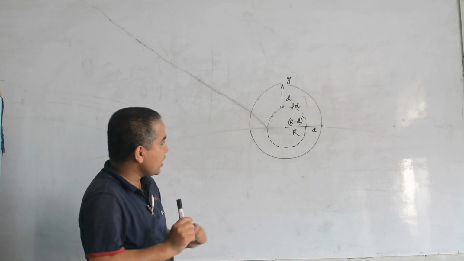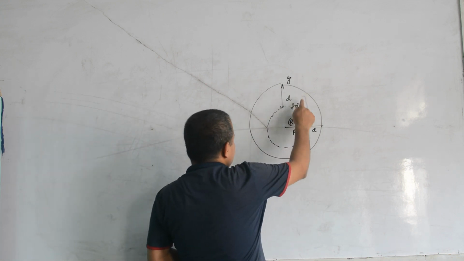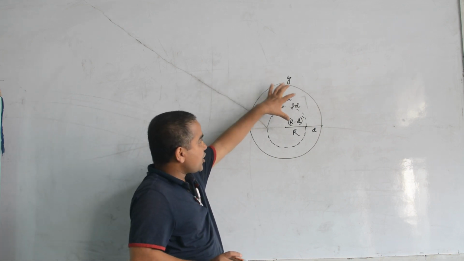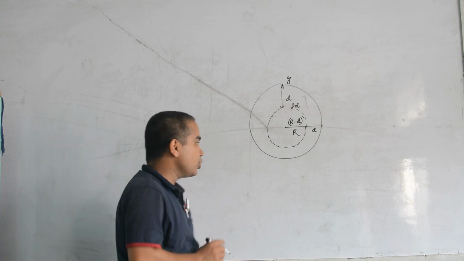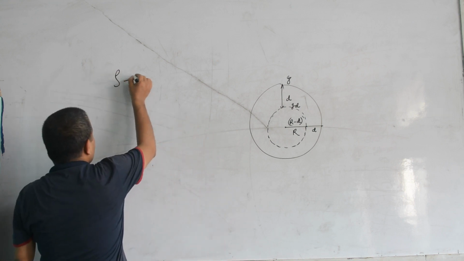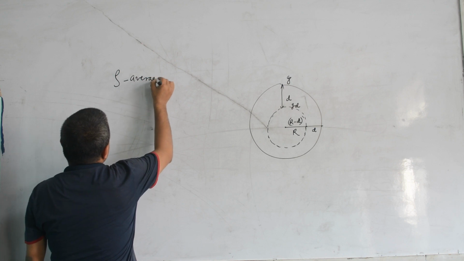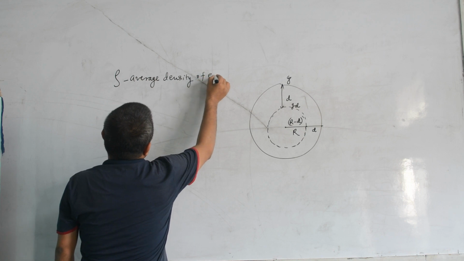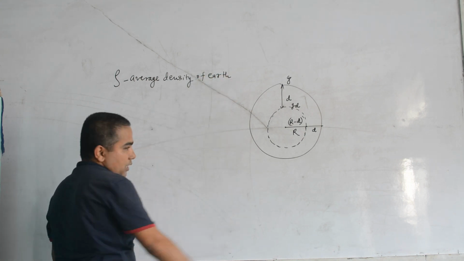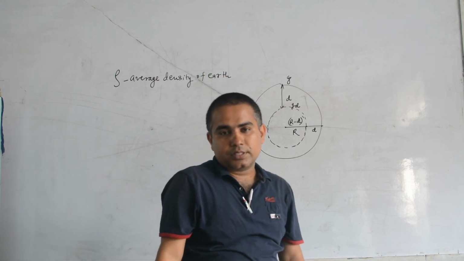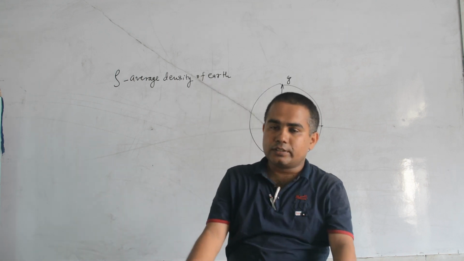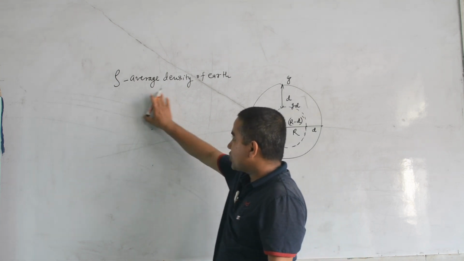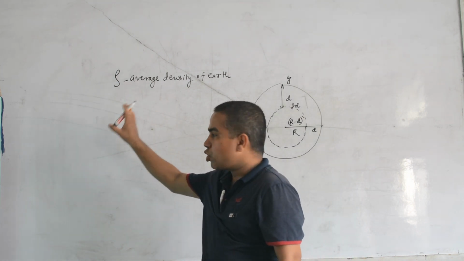Now our main goal here is to establish the relation between g and gd. So when we want to establish the relation between g and gd, we have to introduce a new term here. That new term is rho, that is the average density of earth. Our earth is not homogeneous. Different layers of earth have different density, but for our convenience we will take the average density of the earth, and the average density of the earth is represented by rho.